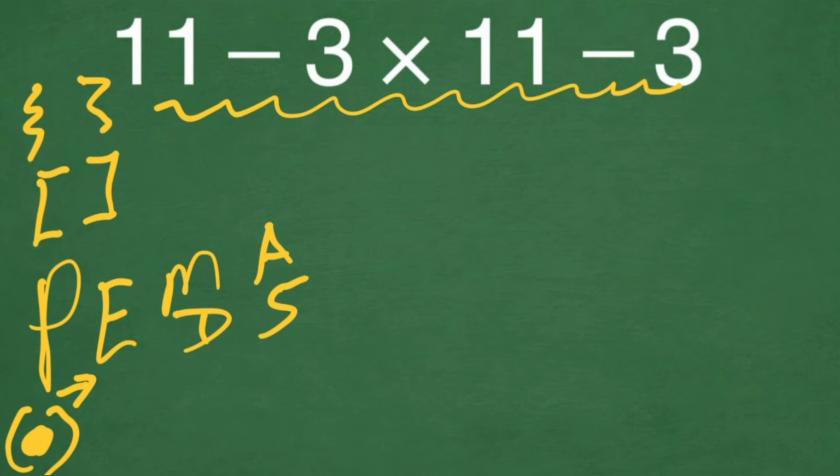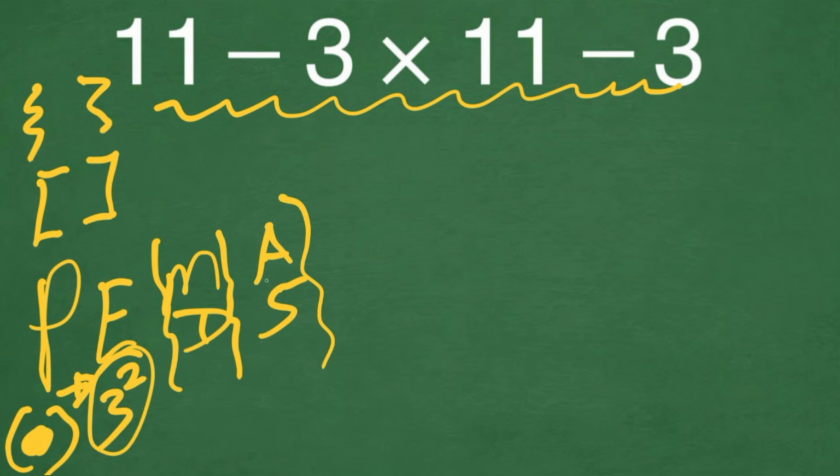The second thing to solve is exponents. Exponents are mathematical expressions where there is a base number and the number written on top of the base number, right? These are called exponents. And then multiplication and division, and finally addition and subtraction.